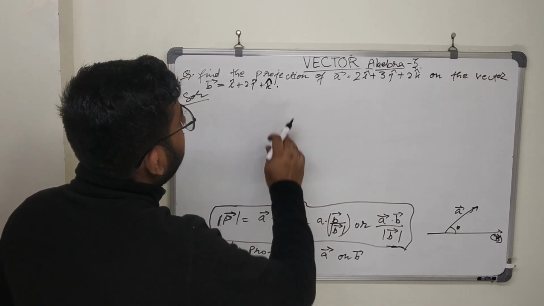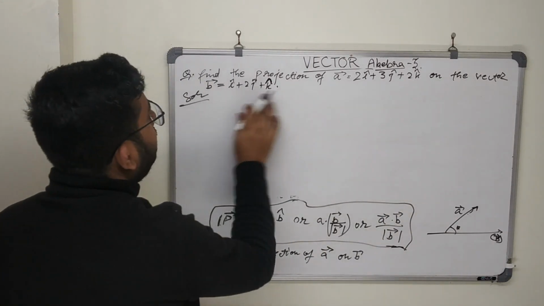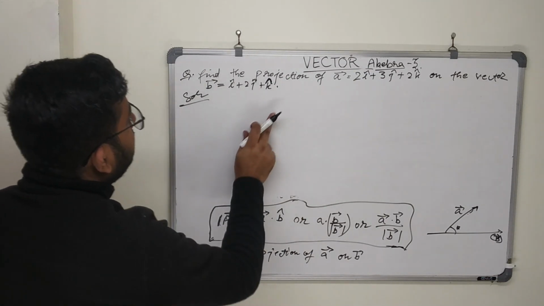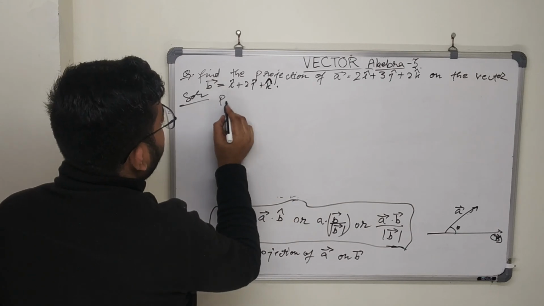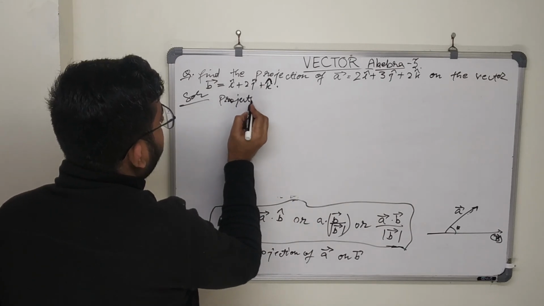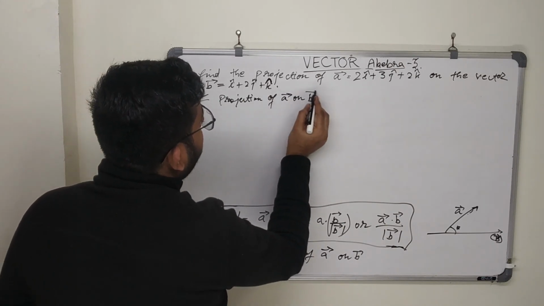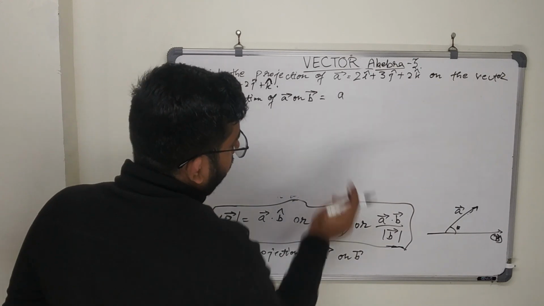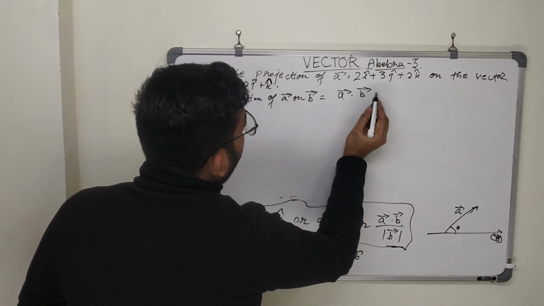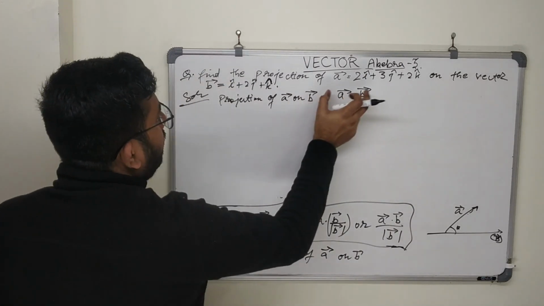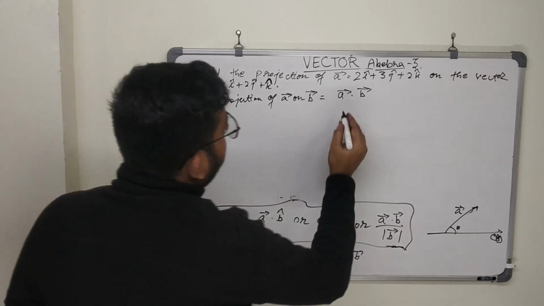Now solving the question, that is find the projection of a vector, that is this, on the vector b, that is i cap plus 2j cap plus k cap. So now we will solve, that is projection of a vector on b vector. This will be equal to a vector dot b vector. और इस केस में हम देख सकते हैं कि A वेक्टर का प्रोजेक्शन B वेक्टर के ऊपर निकालना है, तो B वेक्टर का मैग्नीट्यूड नीचे आएगा.